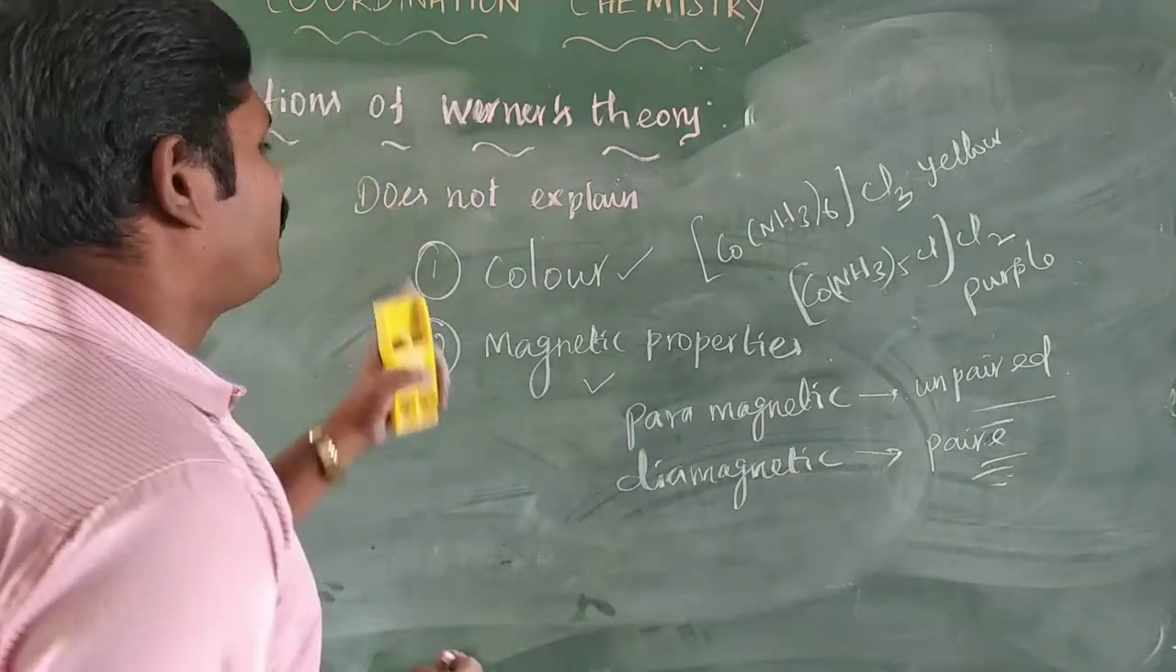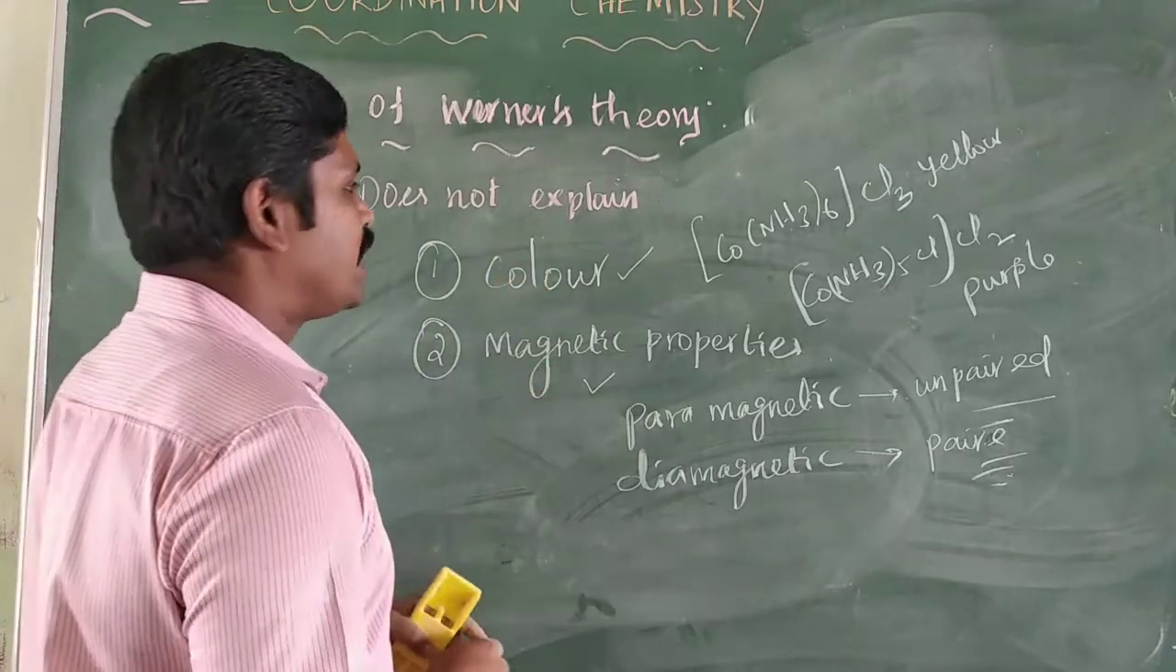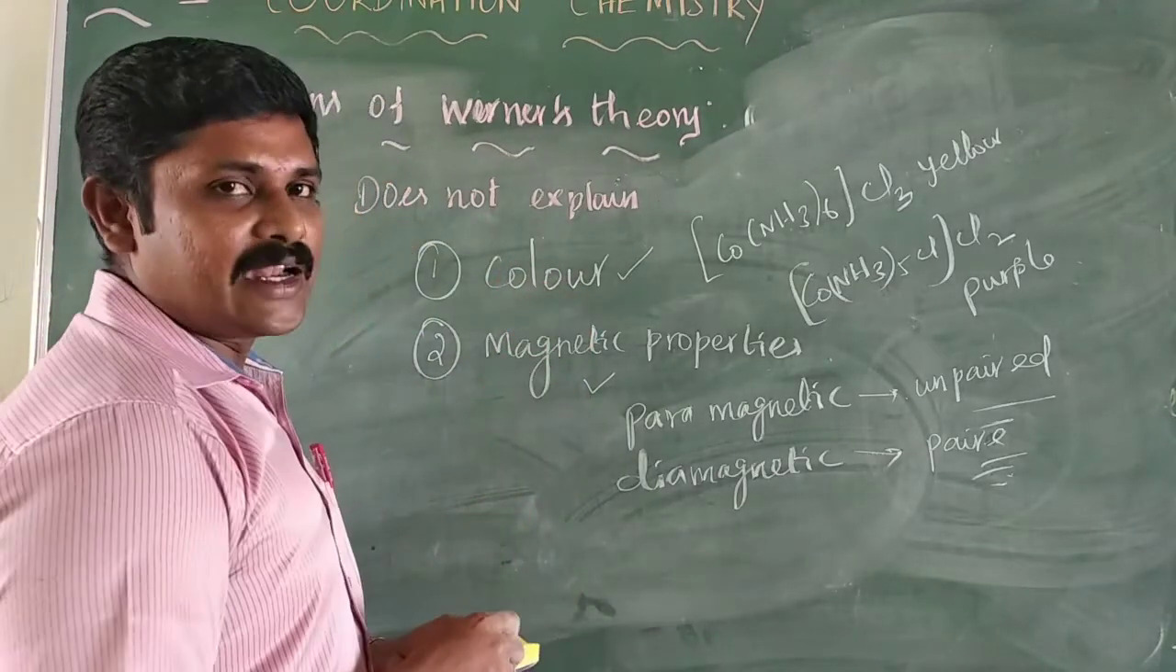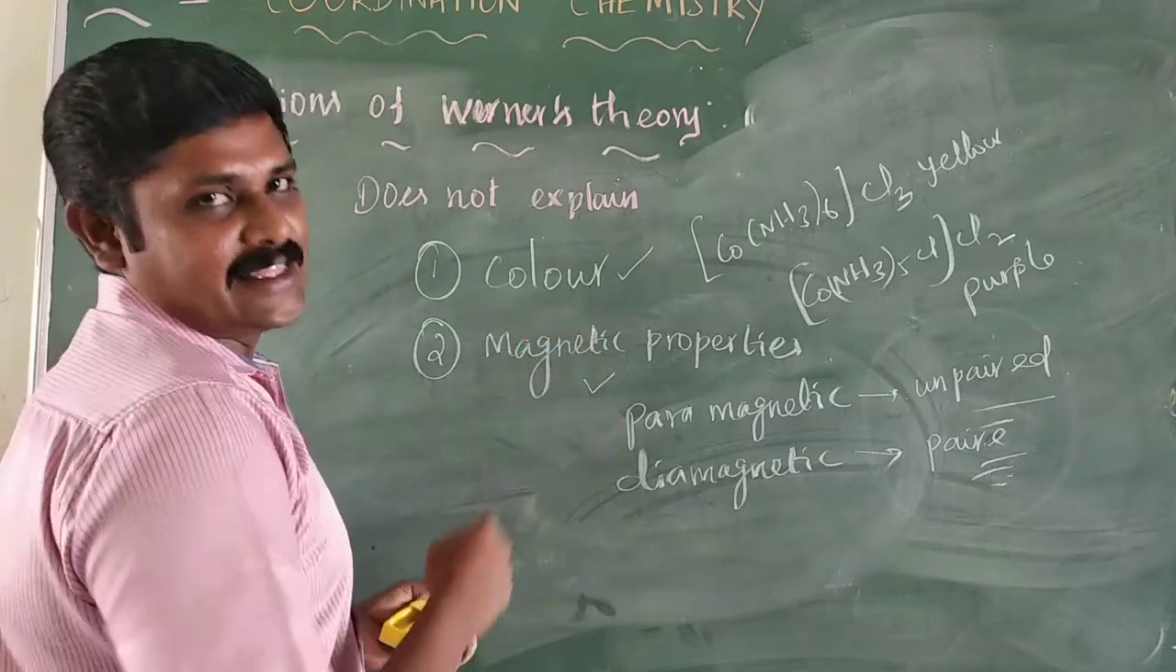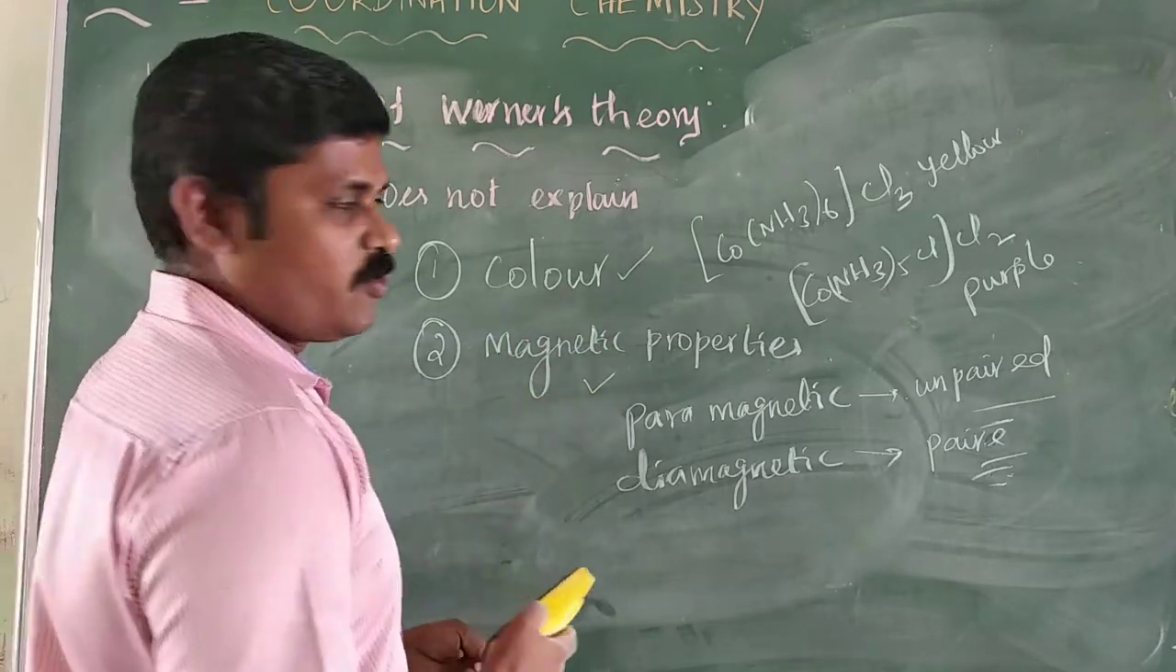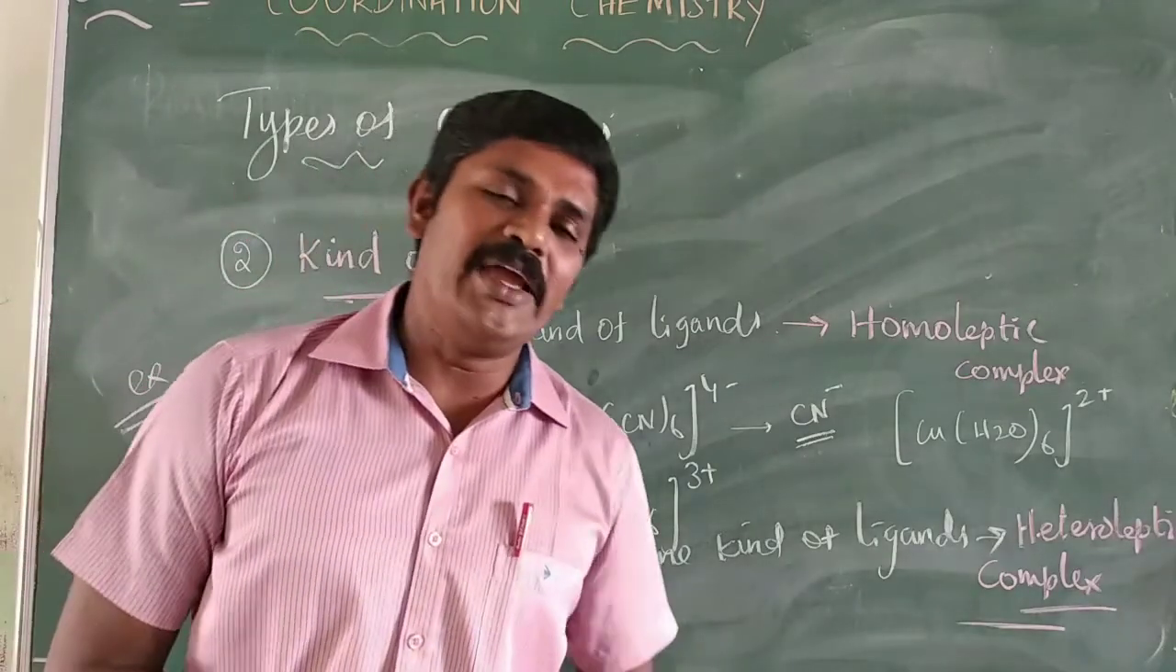So these two are the limitations of Werner's theory: it does not explain color and magnetic properties. That is why the next theory, valence bond theory, is introduced. Okay? Thank you students. We'll meet next class.